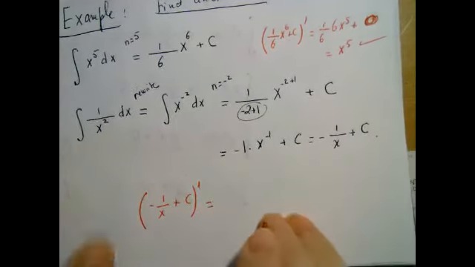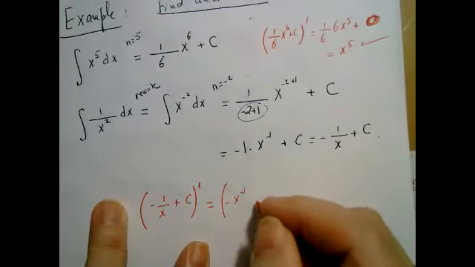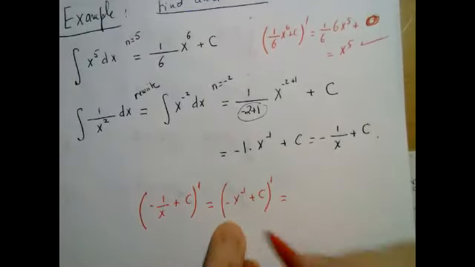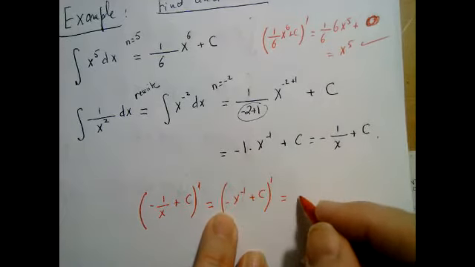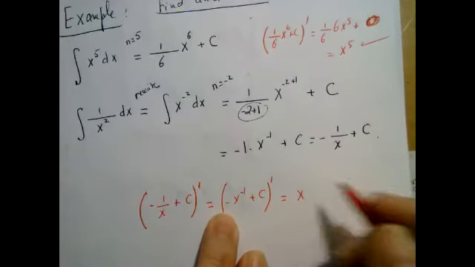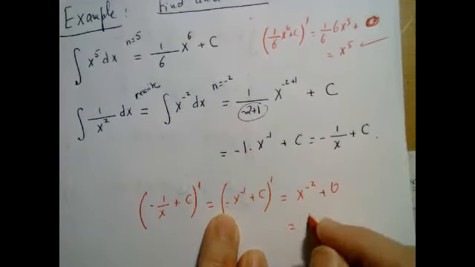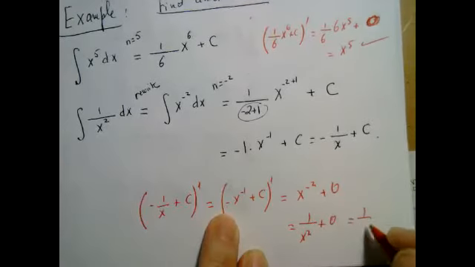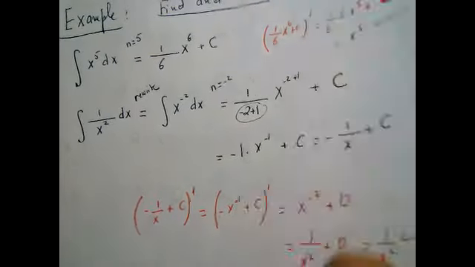So now we check. What's the derivative of that? Minus 1 over x is minus x to the minus 1 plus c. What's the derivative of that? It's minus 1 times x to the minus 1 minus 1. Now we're differentiating, plus 0, which is 1 over x squared plus 0, so 1 over x squared. Okay. All right, one more, and then we keep working with the properties.